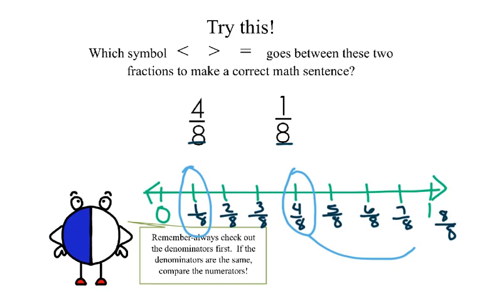So let's look at the symbols. Well, I know for a fact they're not equal, so I'm going to cross that out. We're going to say both of these and see which one makes sense. Less than or greater than. 4/8s is less than 1/8. No, that's not true. We know 4/8s is bigger. So 4/8 is greater than 1/8. That makes so much more sense.